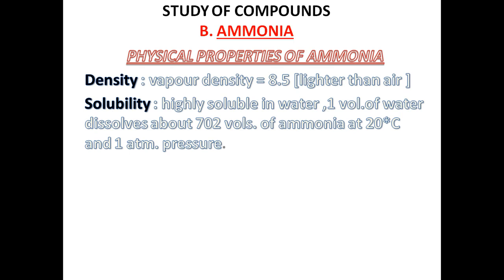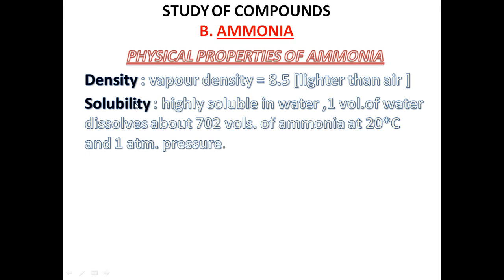So, physical properties of ammonia: density. The vapor density of ammonia is 8.5. That means it is lighter than air. So ammonia is lighter than air, and its vapor density is 8.5 only.